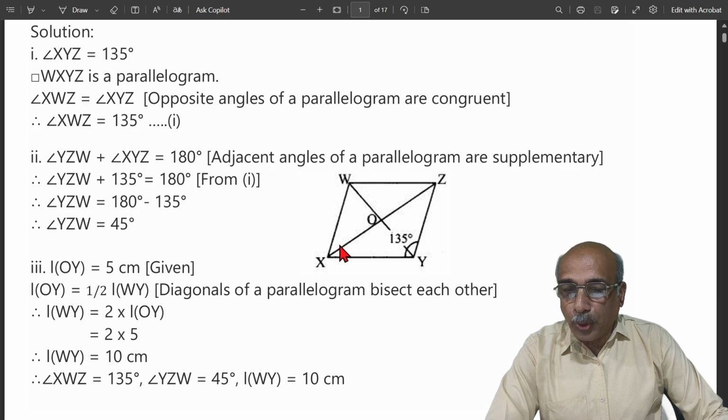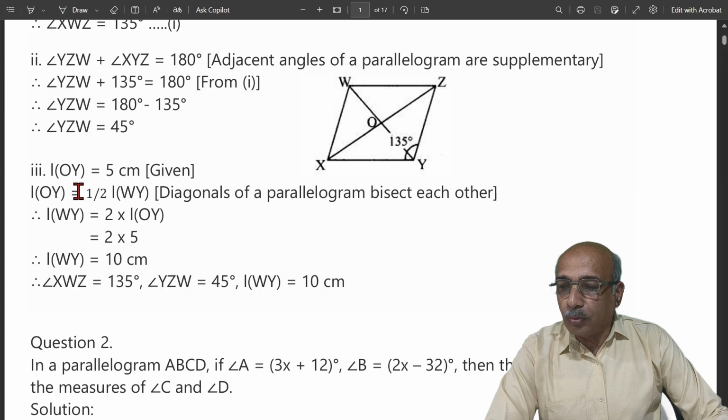Second, two adjacent angles in a parallelogram are supplementary. For example, here Y is given, so the measure of angle X and angle Z will also be supplementary. So here angle YZW plus angle XYZ equals 180 degrees, that is, adjacent angles of a parallelogram are supplementary. Therefore, if we substitute the value of XYZ, we can calculate angle YZW as 45 degrees.